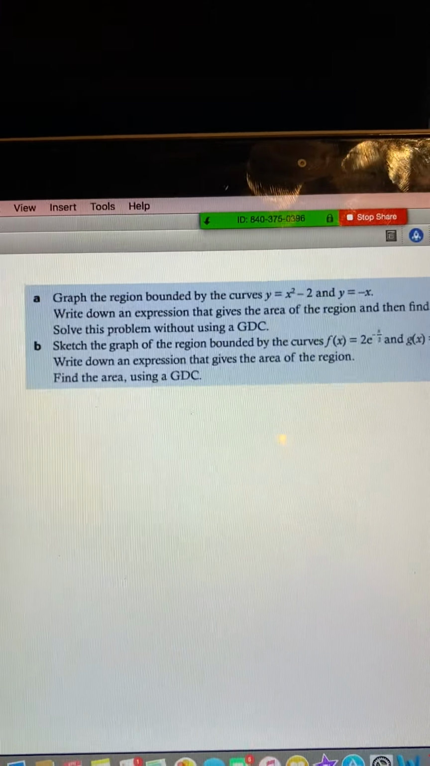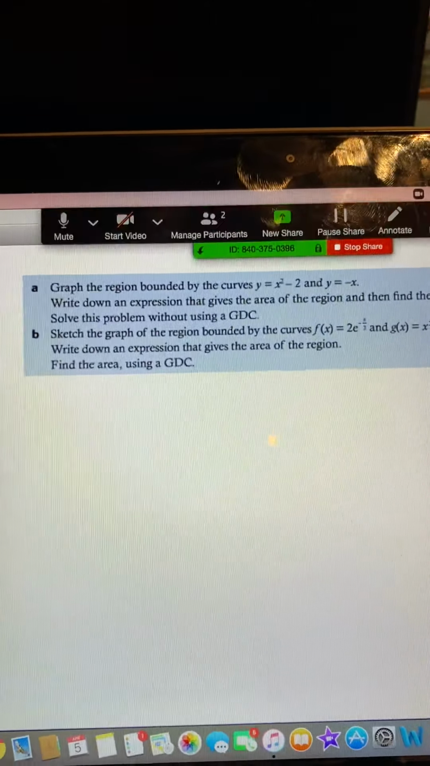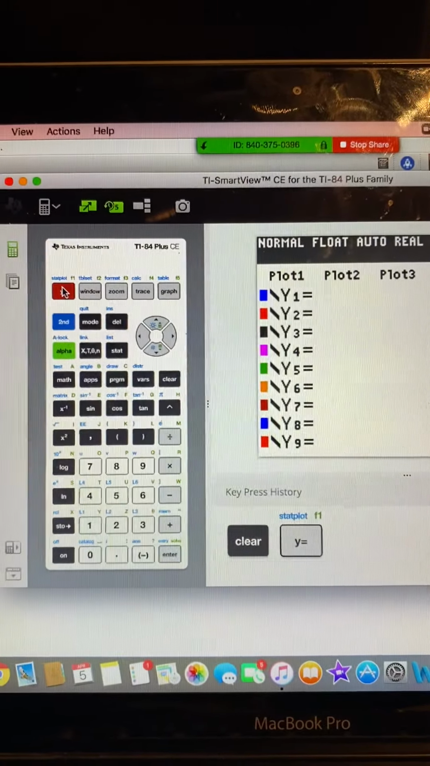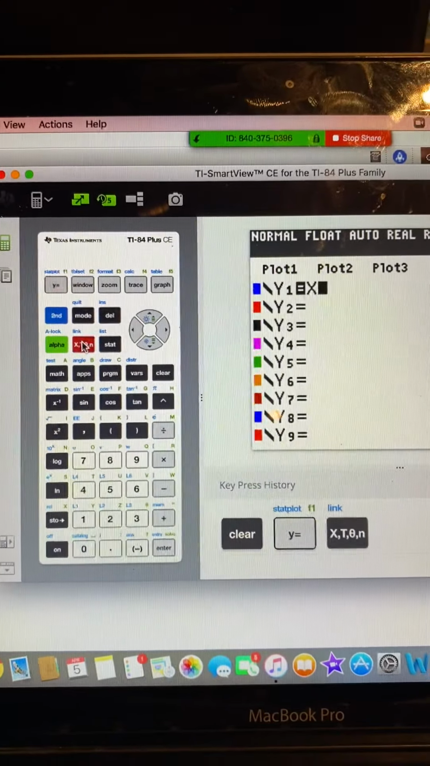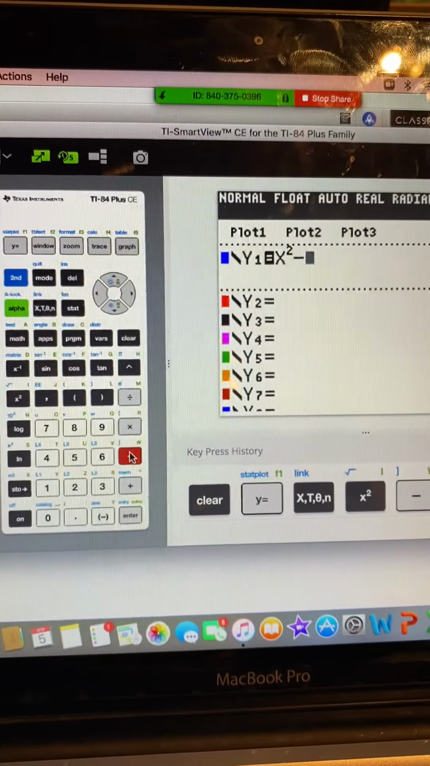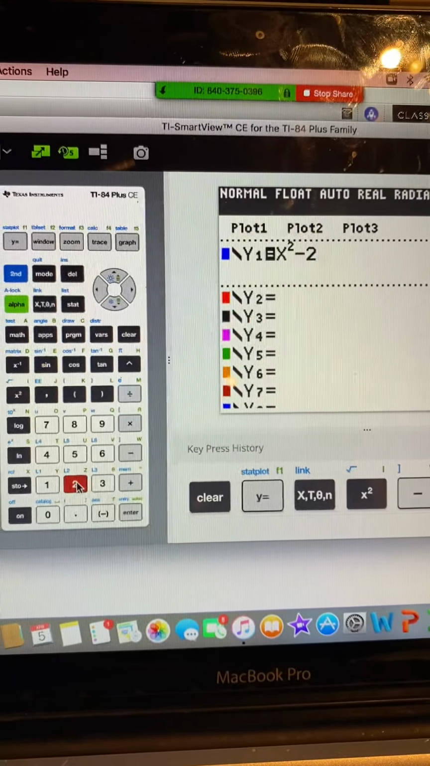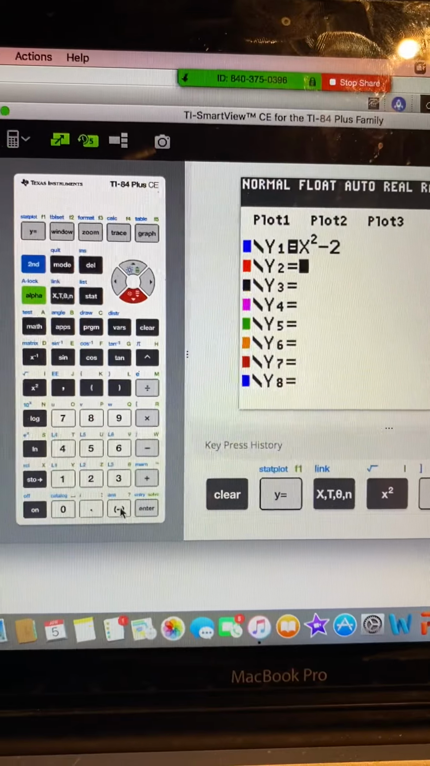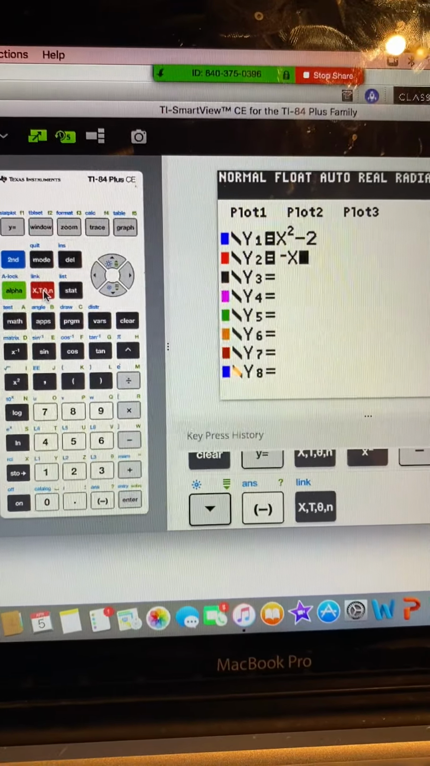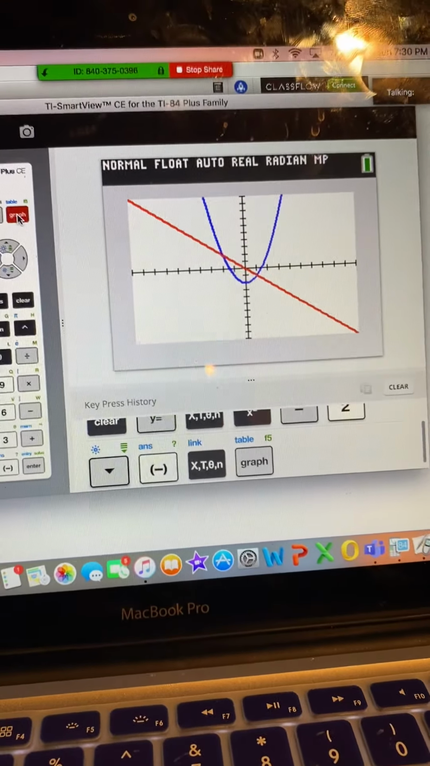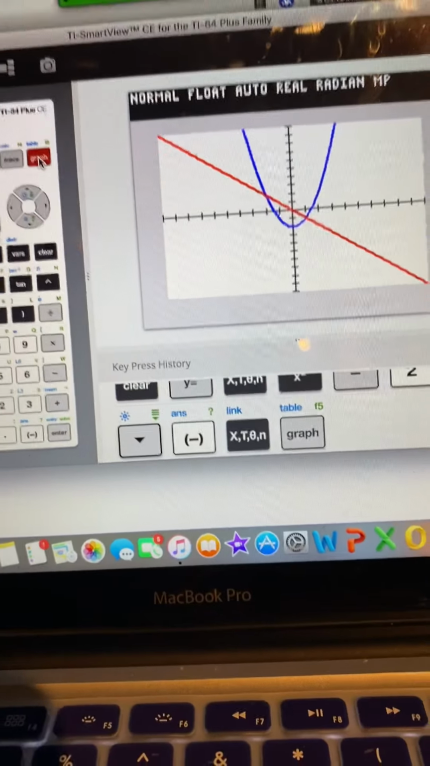Now, just because I can, let's bring out the GDC. Okay, and let's graph these two equations just so we can know what it looks like. So the first one is x squared minus 2 and the second equation is y is equal to negative x. And we can graph that to see what it looks like. And that is exactly what it's going to look like.